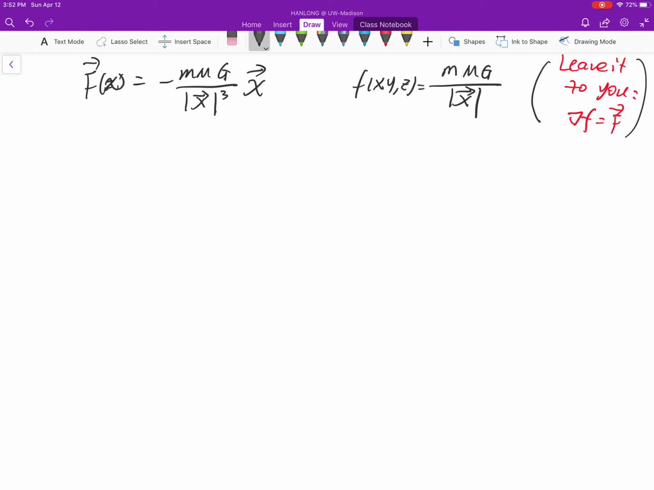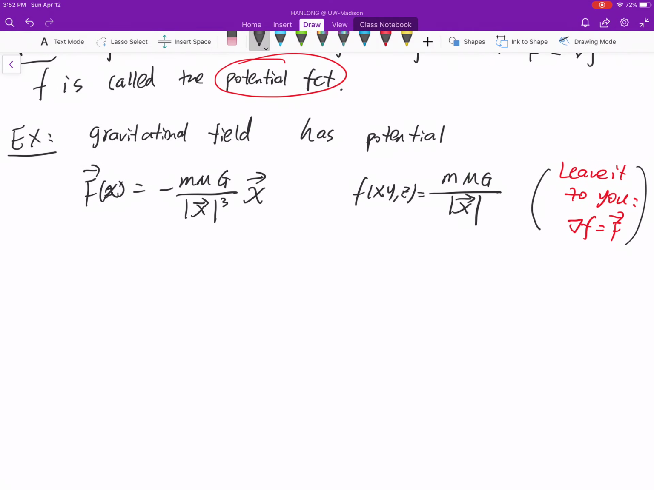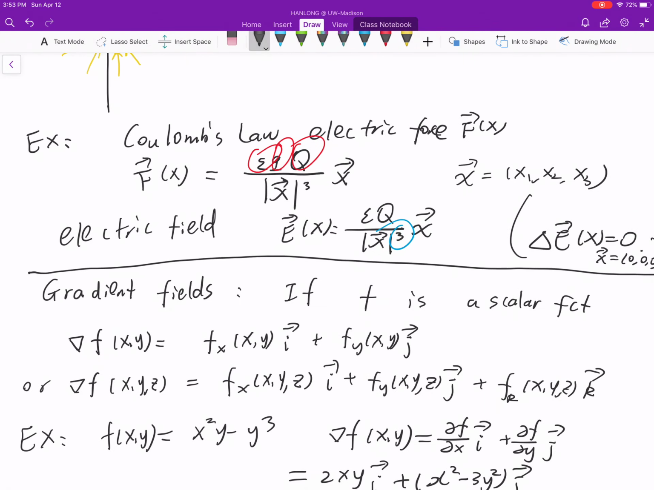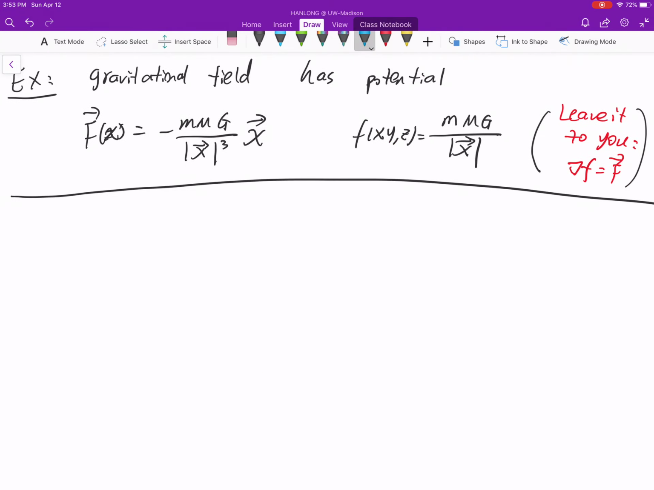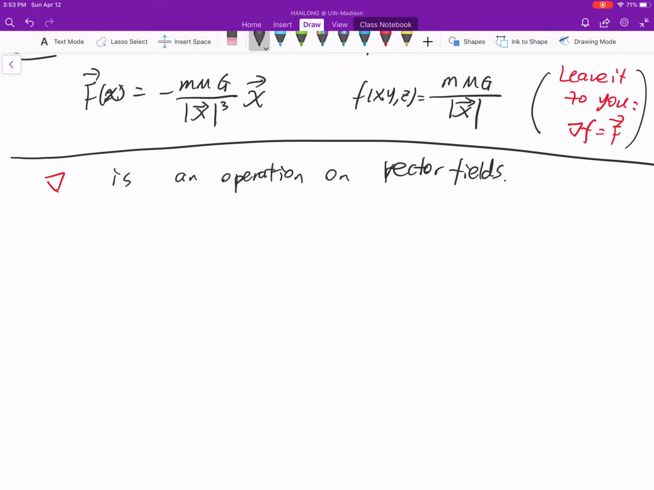Okay, now we want to introduce something. Actually I didn't say this explicitly, but I would emphasize it now. The gradient is an operation on functions, sorry, my bad, it's on functions, but the range is vector fields.